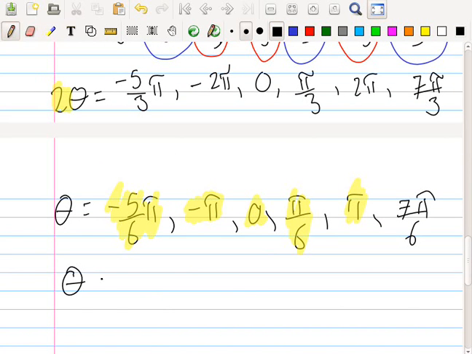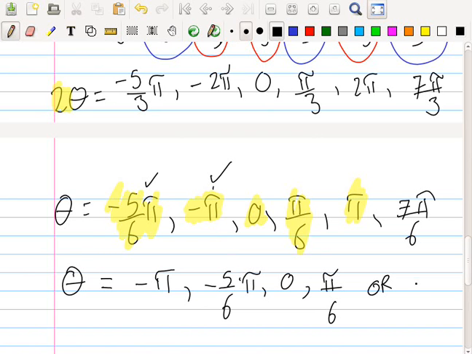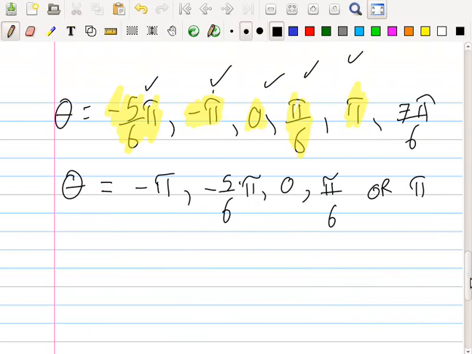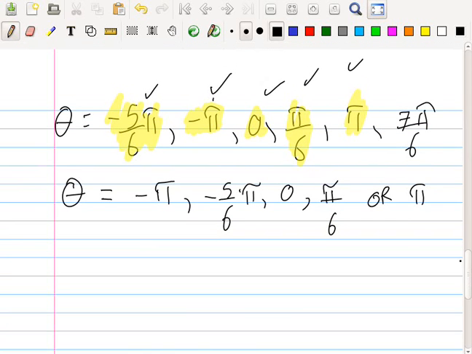So theta equals minus pi, minus 5 over 6 pi, 0. Let me write that. Pi over 6, or 5 here. How many did I say there should be? 4. Oh, well that's because between 0 and 2 pi there'd be 4.